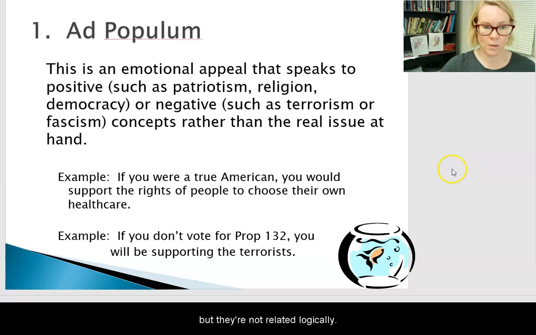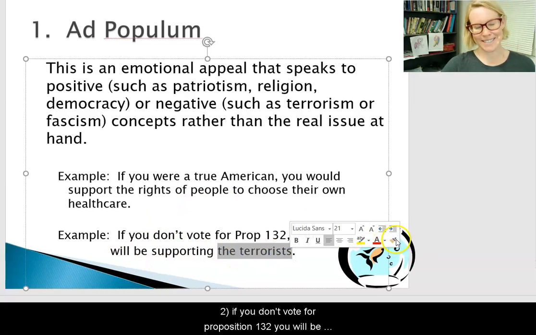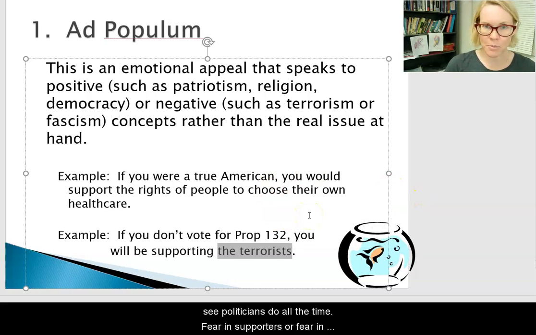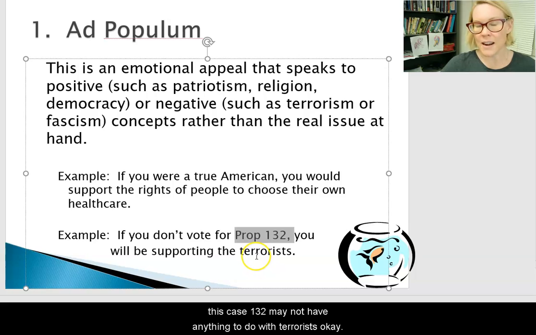Another example might help you more. How about this one? If you don't vote for Proposition 132, you will be supporting the terrorists. Okay? So again, another thing we see politicians do all the time, striking up fear in supporters or voters to vote a certain way, even though the original, in this case Prop 132, may not have anything to do with terrorists. Okay?